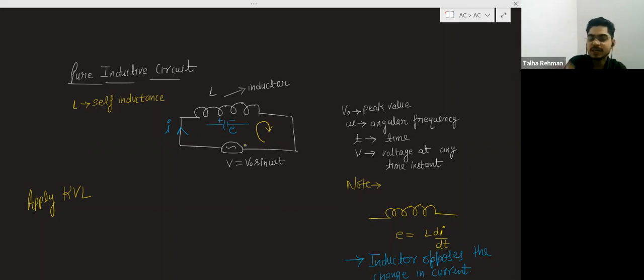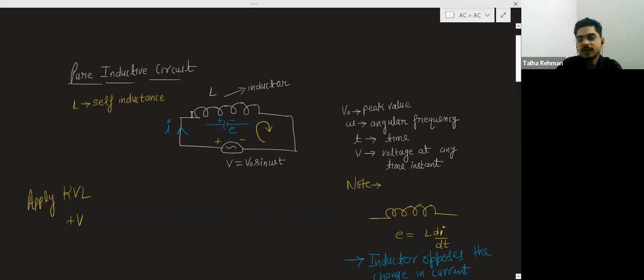So at any instant of time, suppose this is plus, this is minus, because here the current direction is this. Current always flows from the positive terminal to the negative terminal. So you will apply the KVL. You are moving from negative to positive, so you will take this V as plus V.